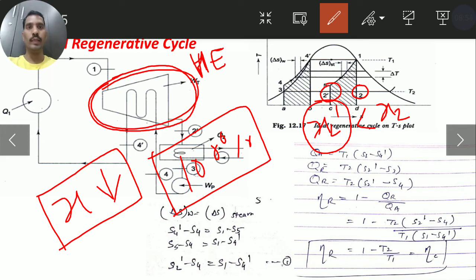So in the next lecture we will see how to overcome these 3 limitations, and that cycle we call the practical regenerative cycle.